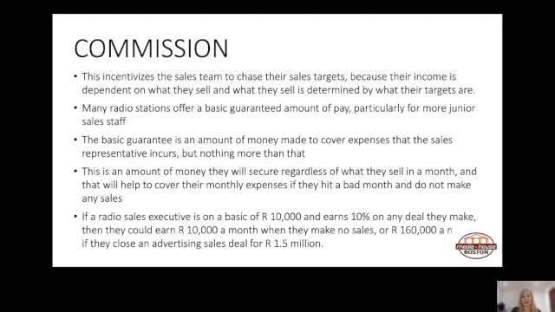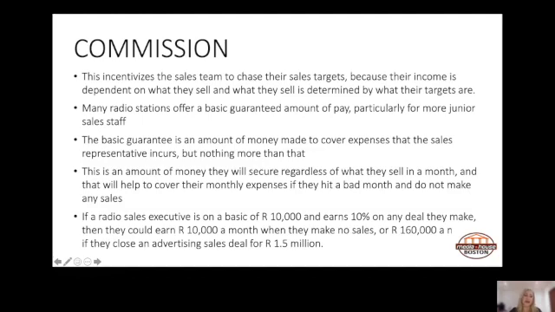The basic guarantee is an amount of money made to cover expenses that the sales representative incurs, but nothing more than that. This is an amount of money they will secure regardless of what they sell in a month, and that will help them cover their monthly expenses if they hit a bad month and don't make any sales. Okay, so it might be enough to cover your rent, let's say, for instance. It tends to not really be higher than that.